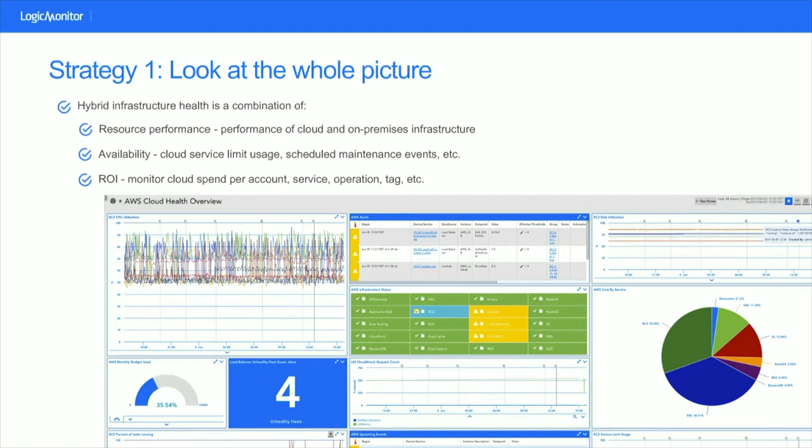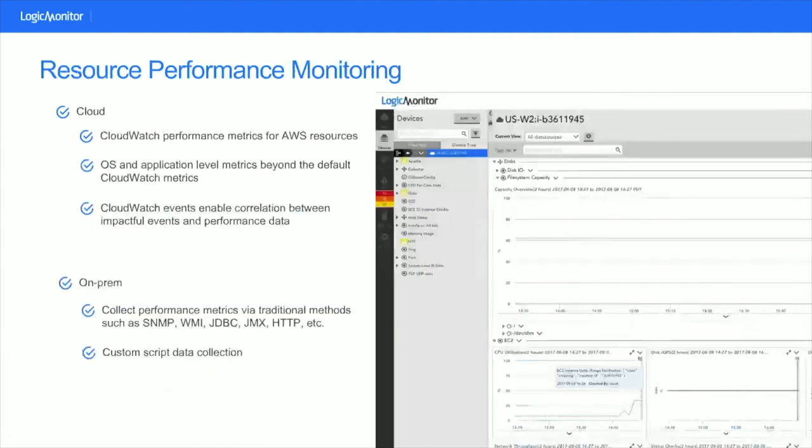And so that's really the second point for the strategy. If you have a mix of resources across clouds or across cloud and on-premise environments, you need something that's capable of monitoring both to really get an end-to-end view of everything in your environment. So I'm going to dive into the details of what you should look at for each of these three categories listed on the slide.